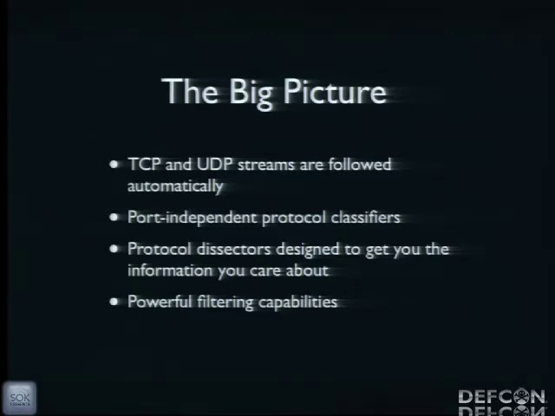And once it's classified, there are protocol dissectors which can go along with the classifiers that are designed to get you the information that you care about. For example, the HTTP dissector will show you information such as the user agent that was requested, the page that was requested, give you a chart with all the GET and POST parameters, and give you the option to just download the file that was transferred or the page that was transferred and save that out right off the bat.